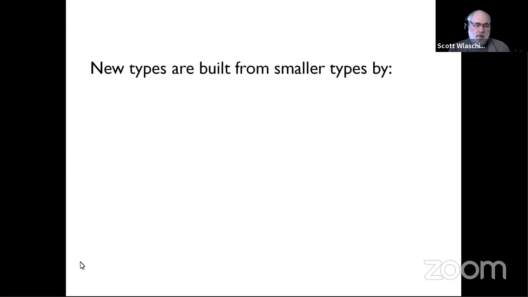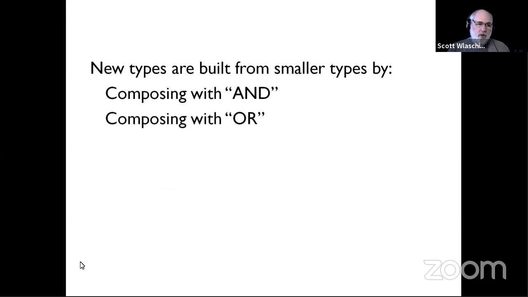So in functional programming, we can build types in two different ways. We can use "and" and we can use "or". And I like to use "and" and "or" because these are the words we use naturally when we're talking. So let me show you what I mean.